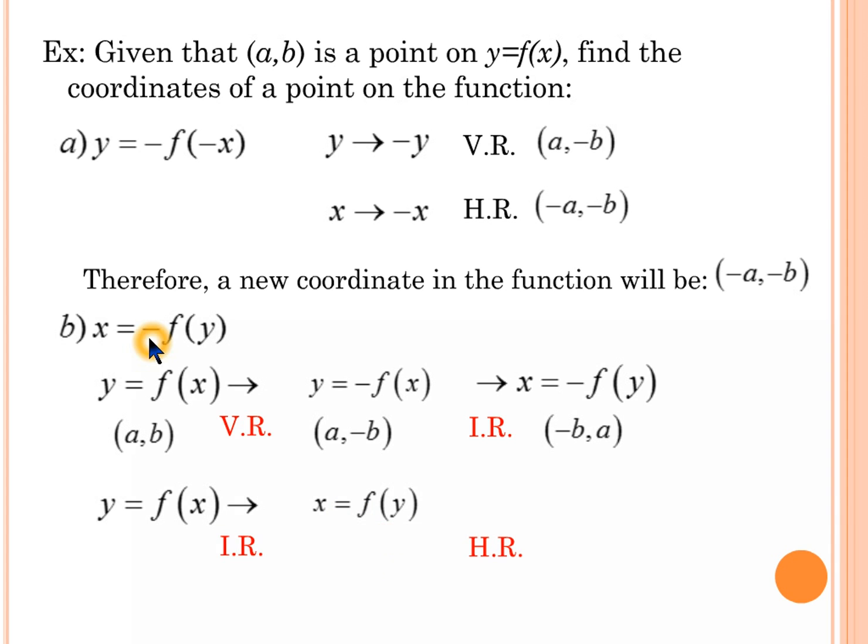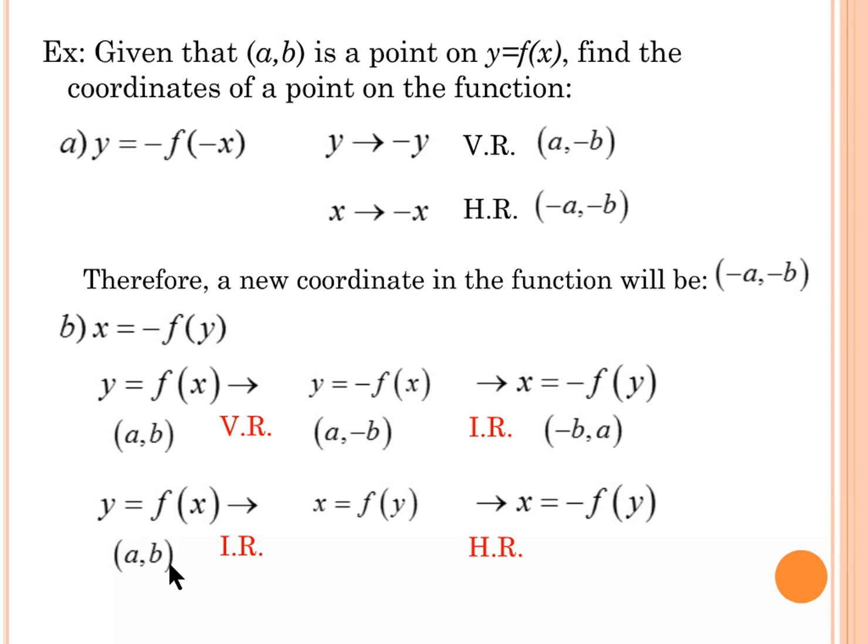So now I need to apply a negative sign here. But if I apply the negative sign, I actually have a horizontal reflection now, because this negative sign is not touching the y, but it's actually touching the x variable here. So I have x equals negative f of y. So this is matching my original function, and I just have to take note that this negative sign is actually touching the x variable and not the y variable.